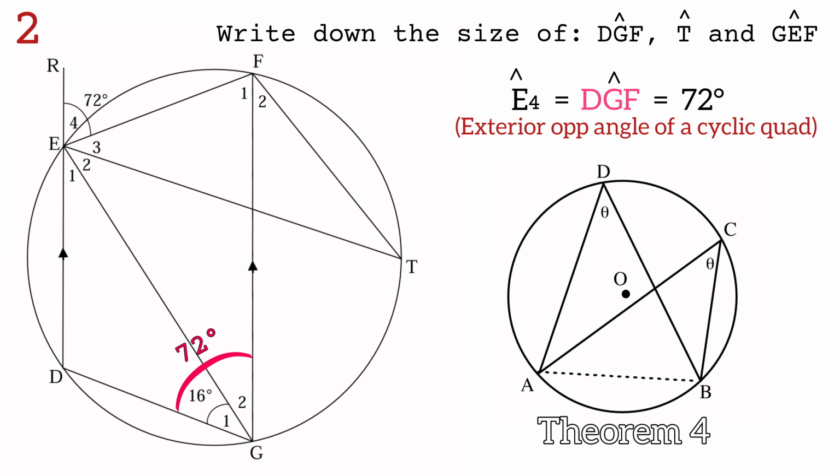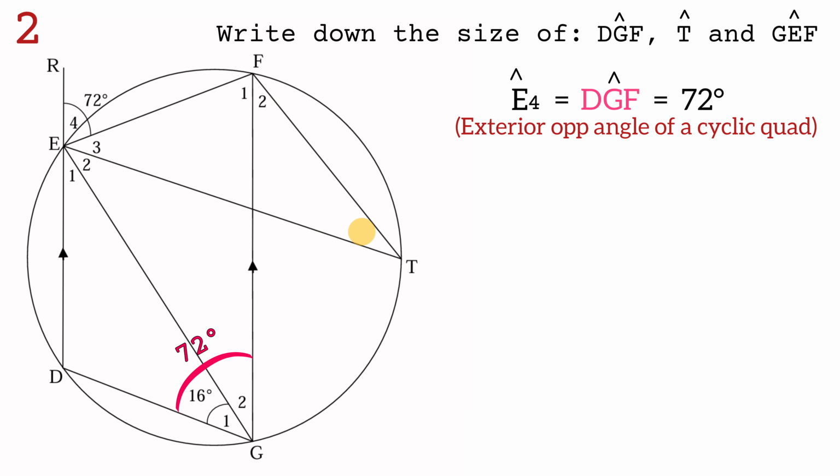Theorem 4 states that an arc or a chord of a circle subtend equal angles at the circumference of the circle. We say that the angles in the same segment of the circle are equal. Try to look at this theorem this way. If you have this shape and you have all four corners lying on the circumference of the circle, then these two angles are equal and these two angles are equal.